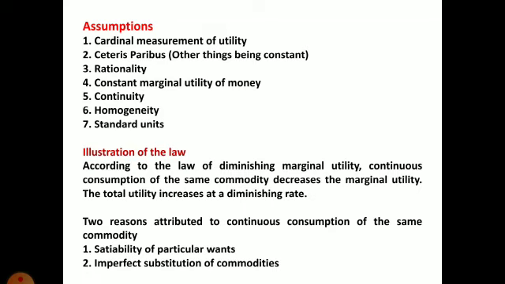For example, if we are consuming oranges, and the first orange consumed is sour and the second one is sweet, the law will not operate here. Definitely, you like the second one better than the first one because of a change in taste. That is why we always assume that the units of consumption are homogeneous. And the next assumption is the law assumes the units of consumption to be a standard one.